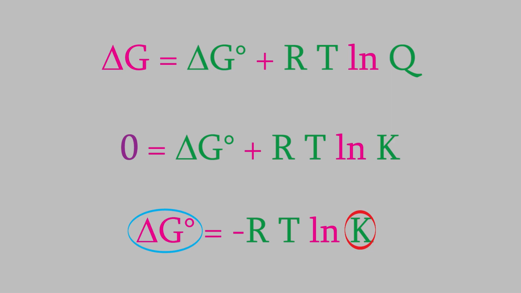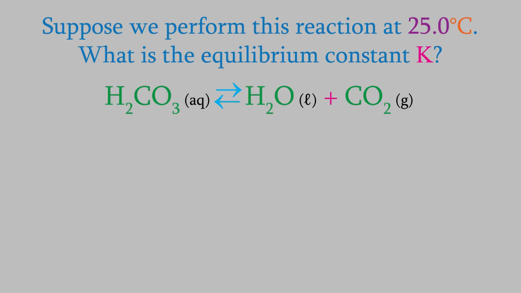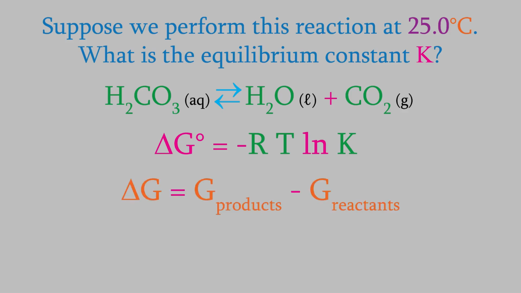Let's try it. Suppose we perform the reaction in which carbonic acid reacts to form water and CO2 at 25.0 degrees Celsius. What will be the equilibrium constant? We'll use the equation we just talked about. All we need is the standard delta G, which we can figure out using Appendix C and this equation.